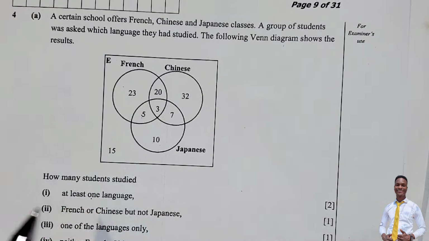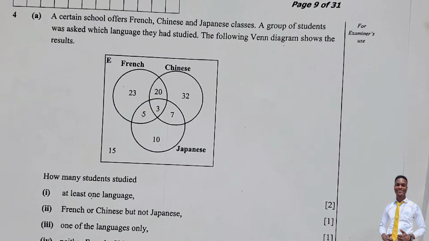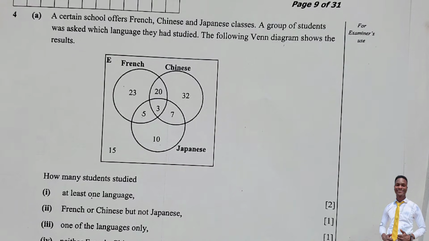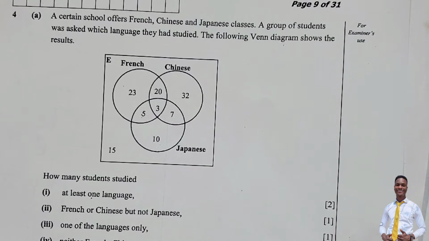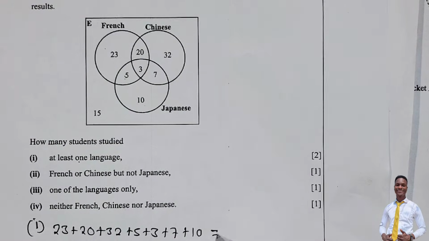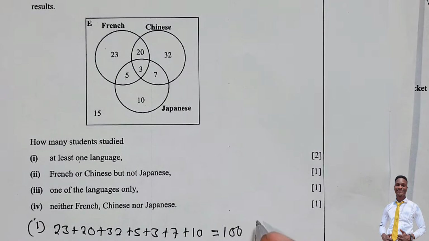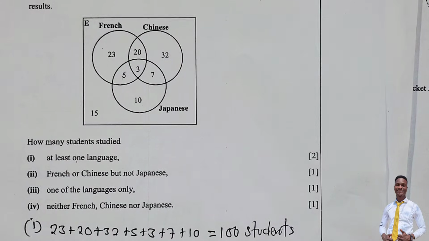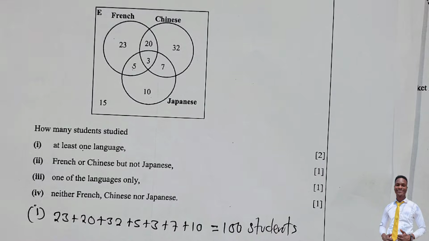We're not going to add this one because these 15 students didn't study any of these programs. Okay, great. So let's add 23 plus 20 plus 32 plus 5 plus 3 plus 7 plus 10. This is giving us 100 students.